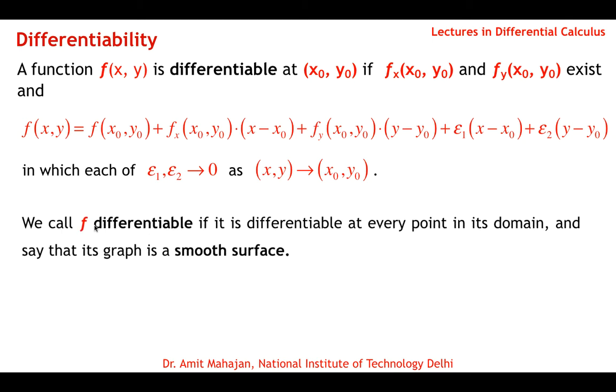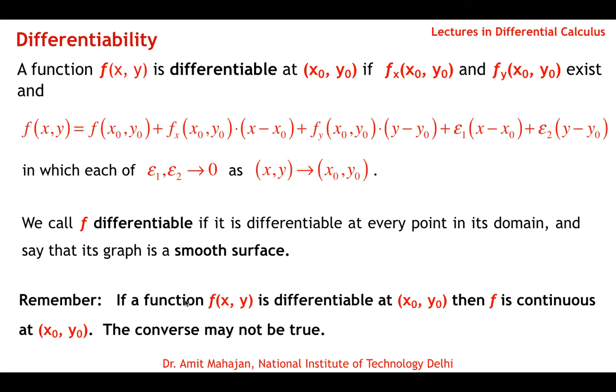We call a function differentiable if it is differentiable at every point in its domain, and if it is differentiable at every point in the domain, then we say that the graph is a smooth surface. This concept is true: if a function is differentiable, then the function is continuous at x naught y naught. So differentiability implies continuity. The converse may not be true.